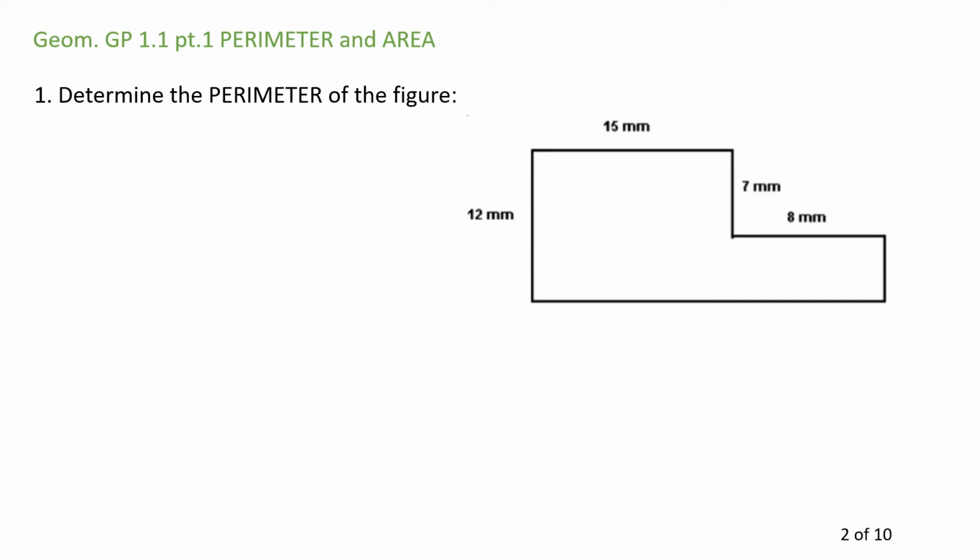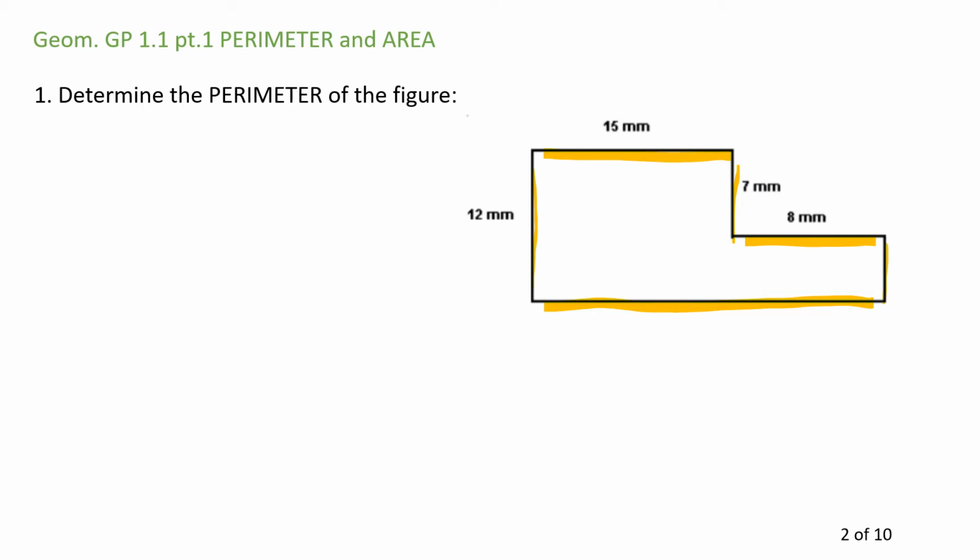Look at the first question. Read the instructions. It says find the perimeter of this figure. This is fairly basic, fairly straightforward. You just say 15 plus 7 plus 8 plus I don't know, plus I don't know, plus I don't know. Find the I don't knows.